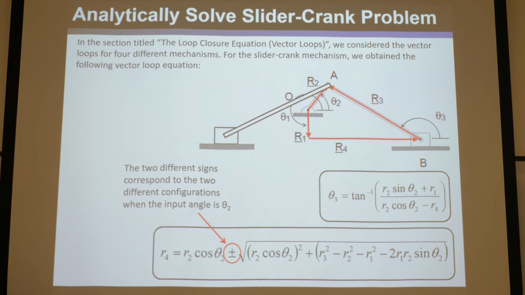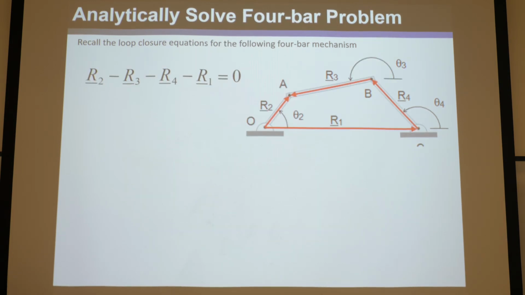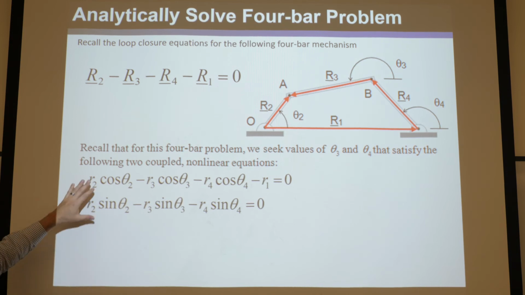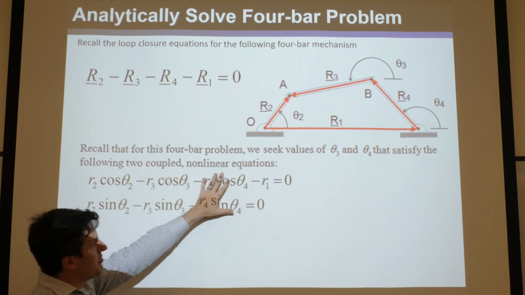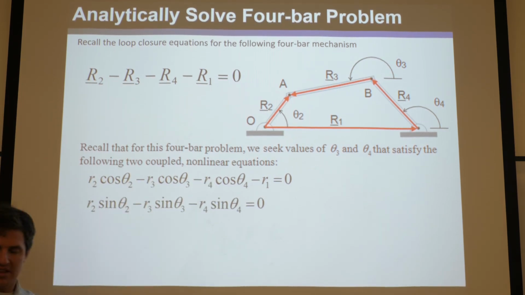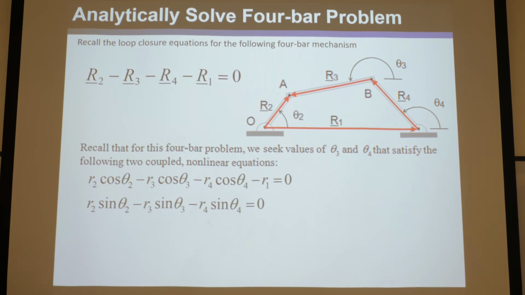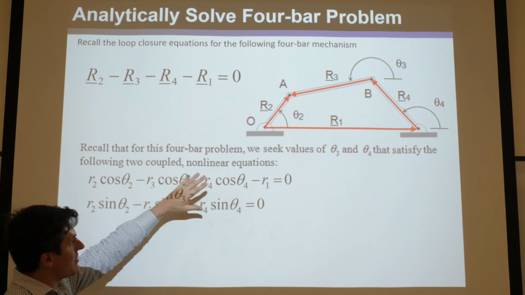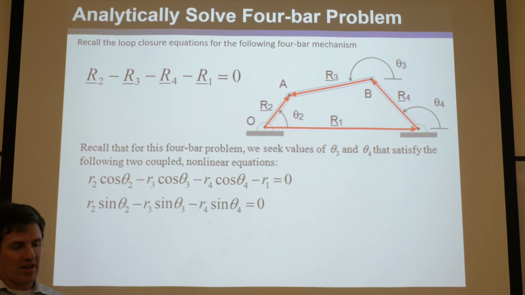And you'll see very quickly it gets even more complicated. This is a 4-bar. Remember, we drew the vector loop. We did all the check marks and saw we could prove it. Here's the component form. If you recall, we've already done this in previous parts of this topic. And we know everything in these equations. The two unknowns are theta 3 and theta 4. So for a given theta 2, what's theta 3, theta 4? That's the question there.